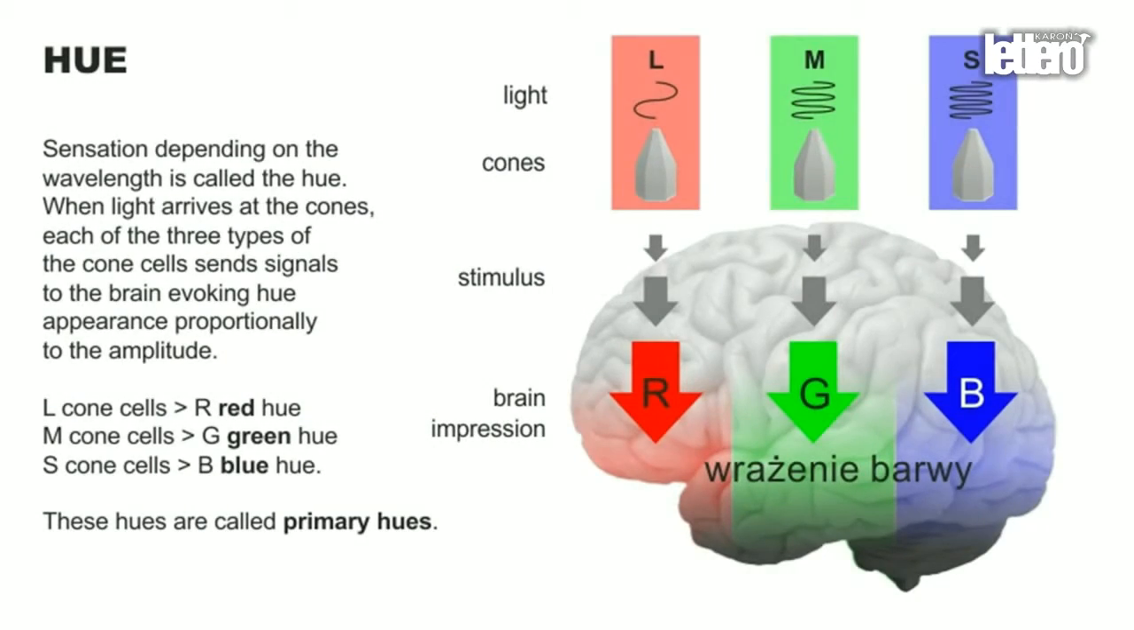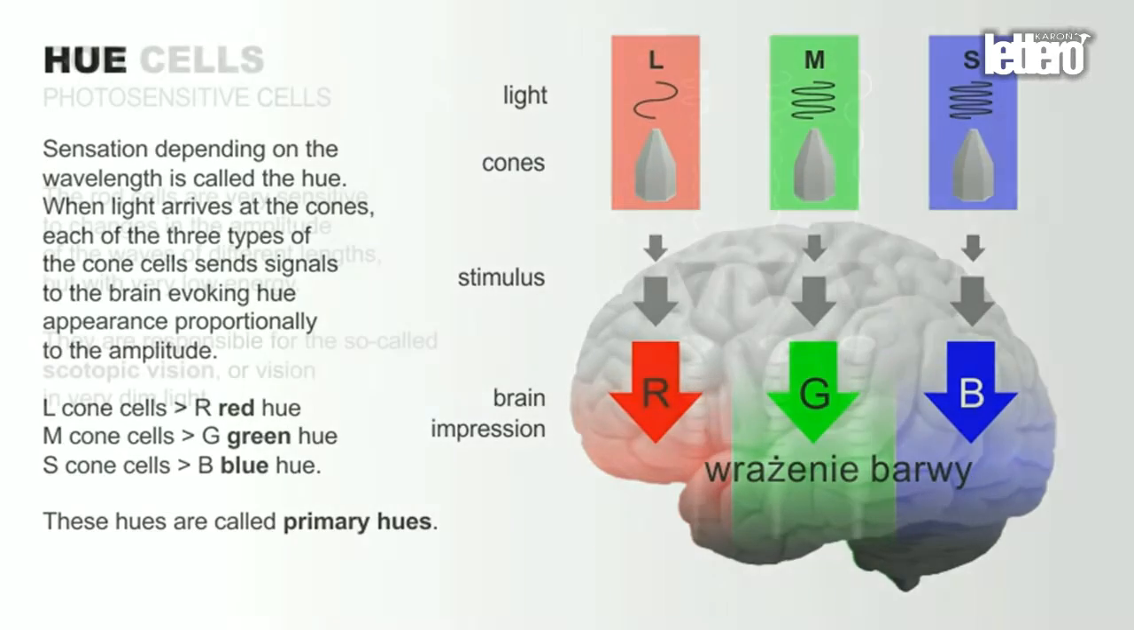The sensation we experience, depending on the wavelength of light, is called a hue. When the cones are exposed to light, each of the three types of cone cells sends signals to the brain evoking the sensation of a hue corresponding to the wave amplitude. L cone cells: R hue, red. M cone cells: G hue, green. S cone cells: B hue, blue. These hues are called the primary hues.